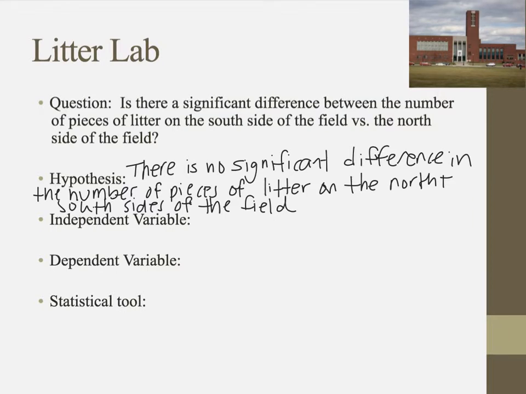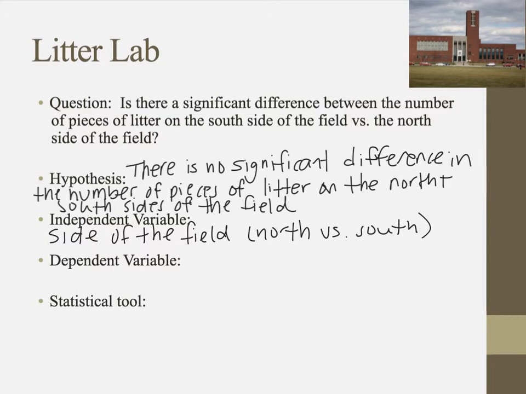Okay, so we're going to use the null hypothesis, which always says that there is no significant difference, and we're going to see if our data shows that to be correct or if that's incorrect. Our independent variable here is going to be the side of the field. Those are the two things that we're testing, and we're going to test north versus south. There's no units or uncertainties on there.